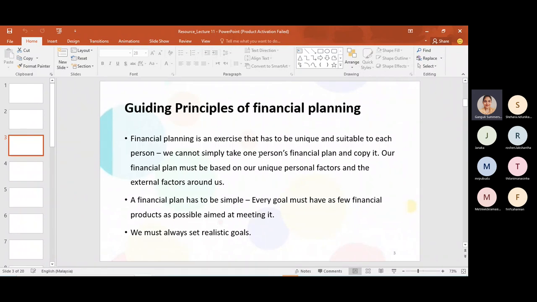financial planning has to be unique. It should be unique and suitable to each person. Basically, financial planning is not something that we can copy from someone else. We cannot simply take someone else's financial plan and copy it, because financial planning is unique to each person. I just told you that we can't copy a financial plan from someone, right? We can't simply take one person's financial plan and copy it because it is unique to each and every person.